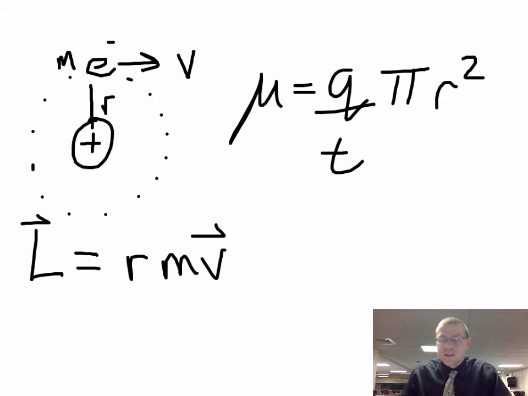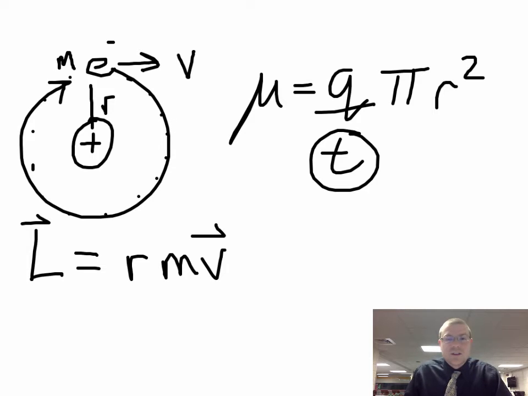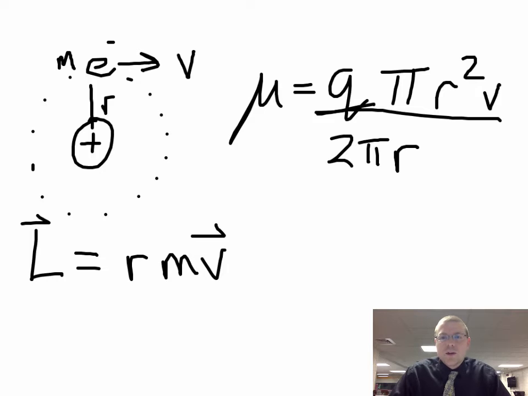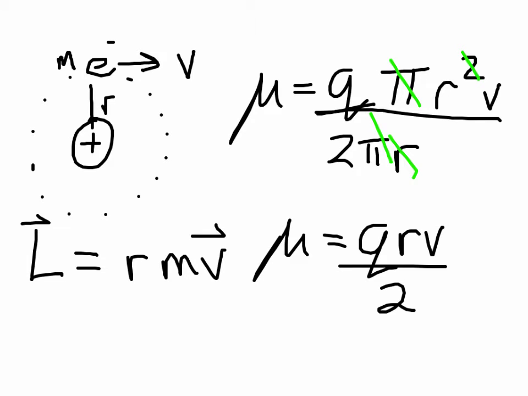Now, the time it takes that charge to orbit once depends on how fast its orbital velocity is. So from orbital mechanics, we know that the speed to go around a circle is based on 2 pi r divided by the time. If I rearrange that and solve for time and put it down there, this is what you get. You get q pi r squared times v all over 2 pi r. And some things can cancel for us. Get rid of the pi's, we can get rid of one of the radiuses, and the magnetic dipole moment turns into qrv all over 2.